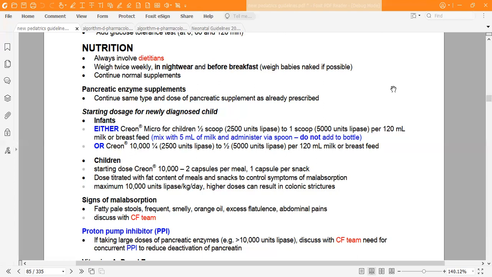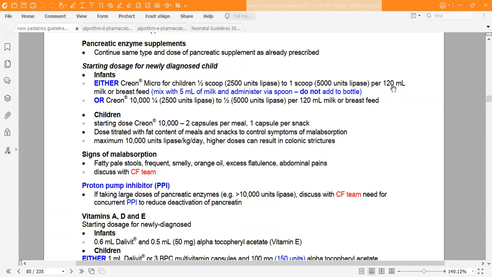Okay, for children, starting dose Creon 10,000, 2 capsules per meal and 1 capsule per snack. Dose is titrated with the fat content of meals and snacks to control symptoms of malabsorption. Maximum 10,000 unit lipase per kg per day. Higher doses can result in colonic stricture.